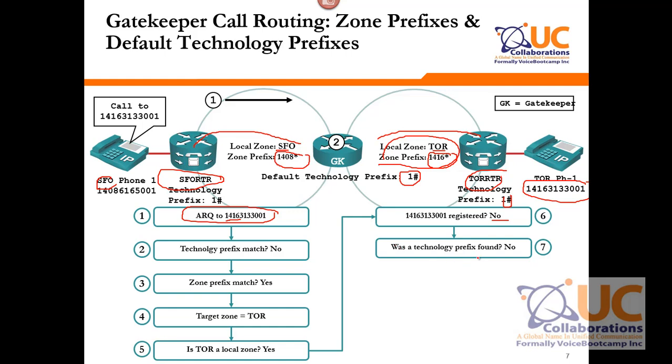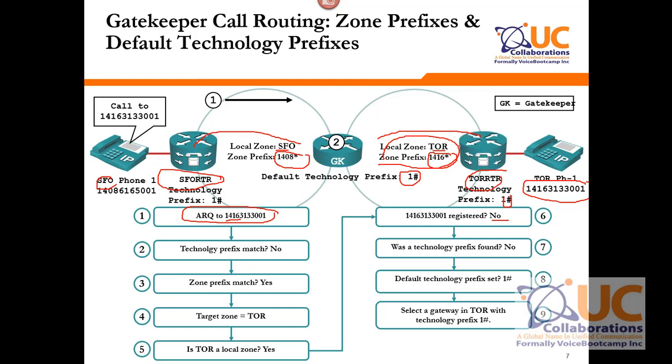Default technology was not found in step number 2, so this step will be no as well. Then it's going to say, okay, is the default tag prefix configured? Well, the router gatekeeper has a default tag prefix. Because of the default tag prefix, the gatekeeper is going to choose the Toronto gateway. So the question comes in, why Toronto?